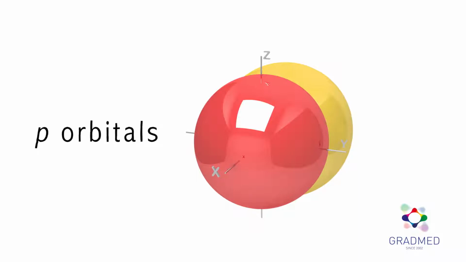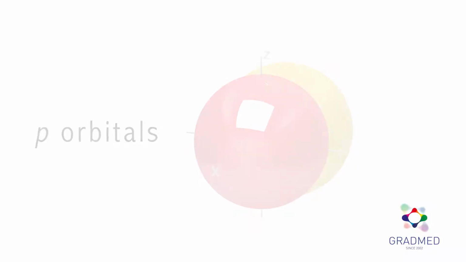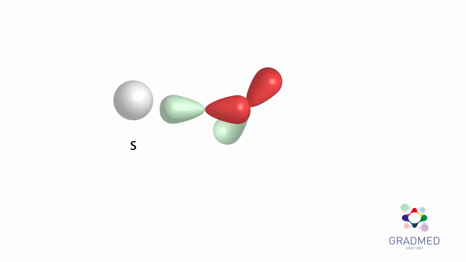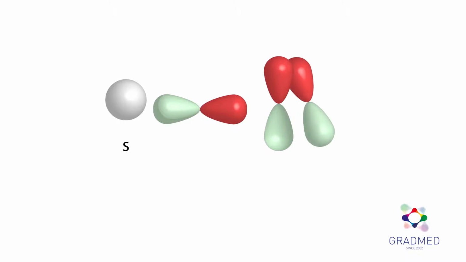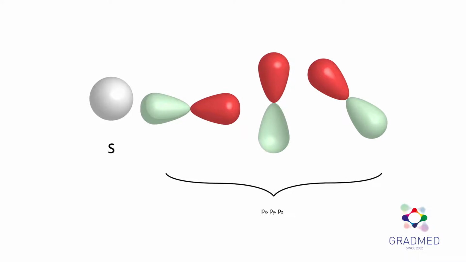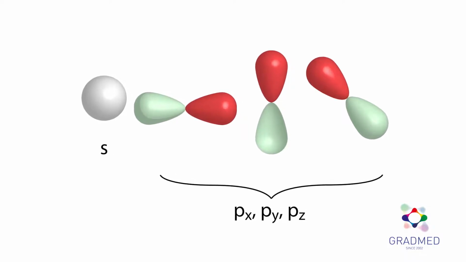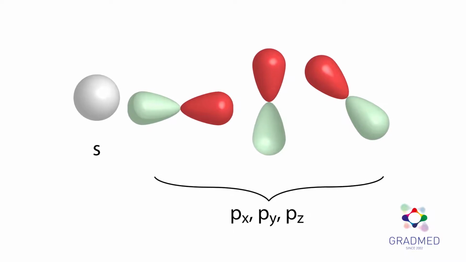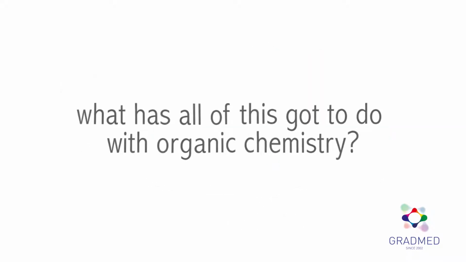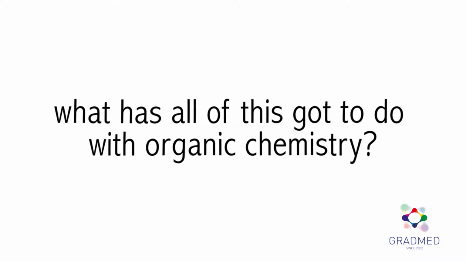As we'll see later, it's these p orbitals which are involved in forming carbon-carbon double bonds. Here, the p orbital is orientated along the x-axis, but we could easily orientate the orbital along the y or the z-axis. This is why p orbitals tend to come in sets of 3. Each of the 3 orbitals is orientated along a different axis, and we call them px, py, and pz. Now, what has all of this got to do with organic chemistry?